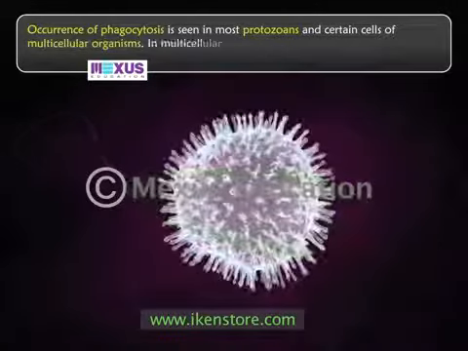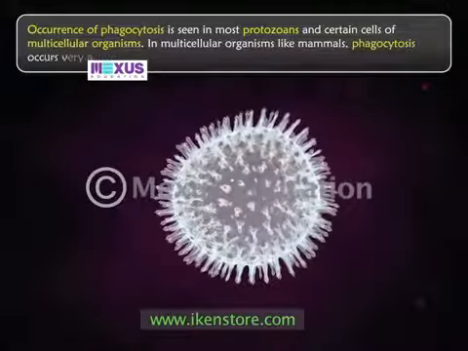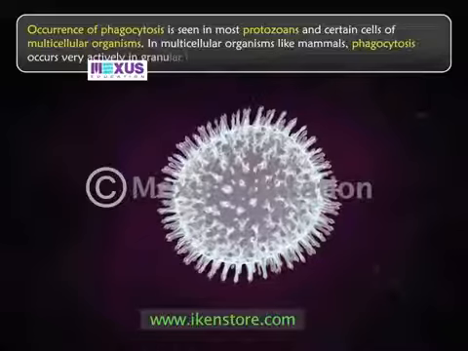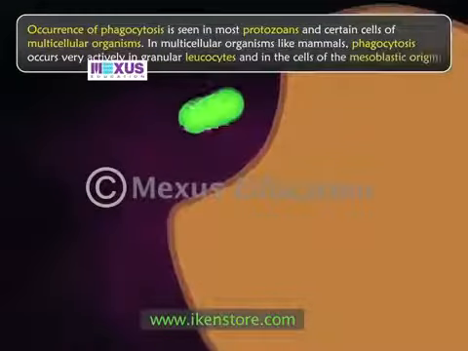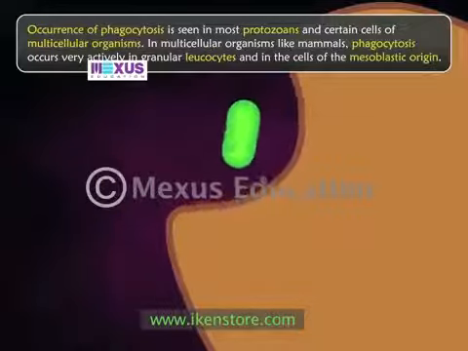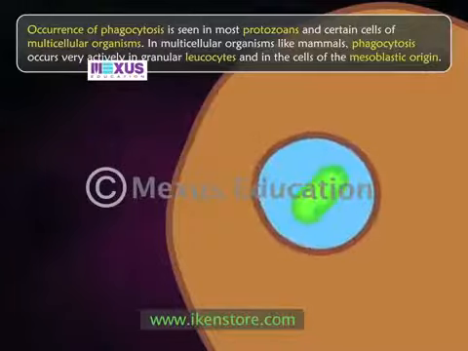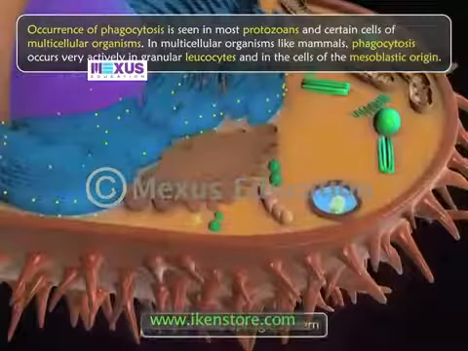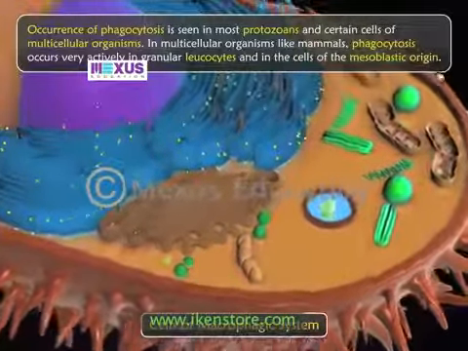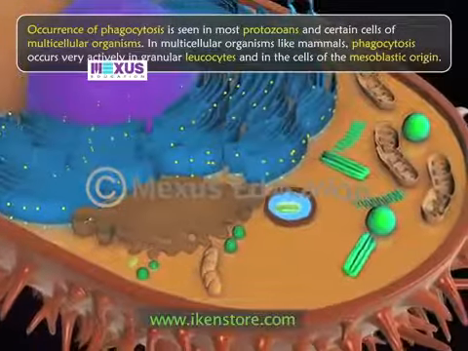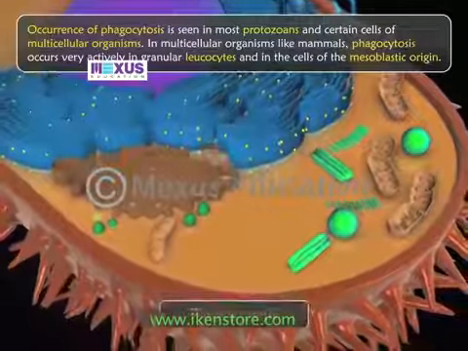In multicellular organisms like mammals, phagocytosis occurs very actively in granular leukocytes and in the cells of mesoblastic origin, collectively known as the cells of macrophagic or reticuloendothelial system. The cells of macrophagic system can ingest bacteria, protozoa, cell debris, or even colloidal particles by the process of phagocytosis.